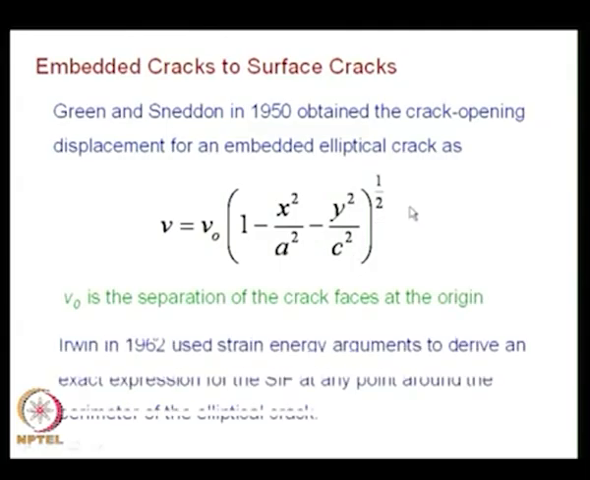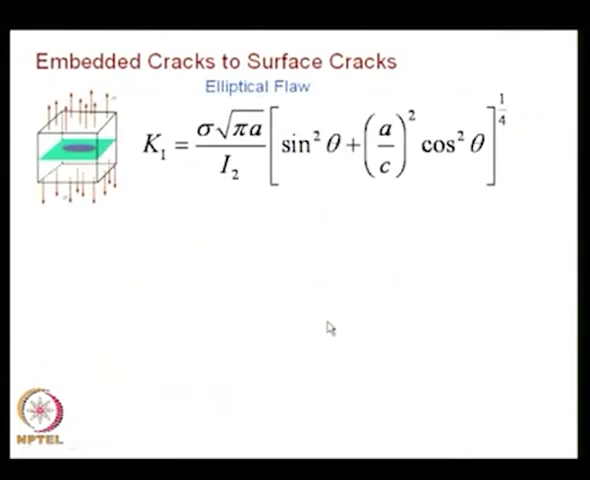Based on this expression, mind you, this was reported in 1950. In 1962, Irwin used strain energy arguments to derive an exact expression for the stress intensity factor at any point around the perimeter of the elliptical crack. So, the first result was for an embedded elliptical crack, and what is it that they found? Along the crack front, the stress intensity factor varies. Earlier the result was for a circular flaw. For a circular flaw, the stress intensity factor remained constant.